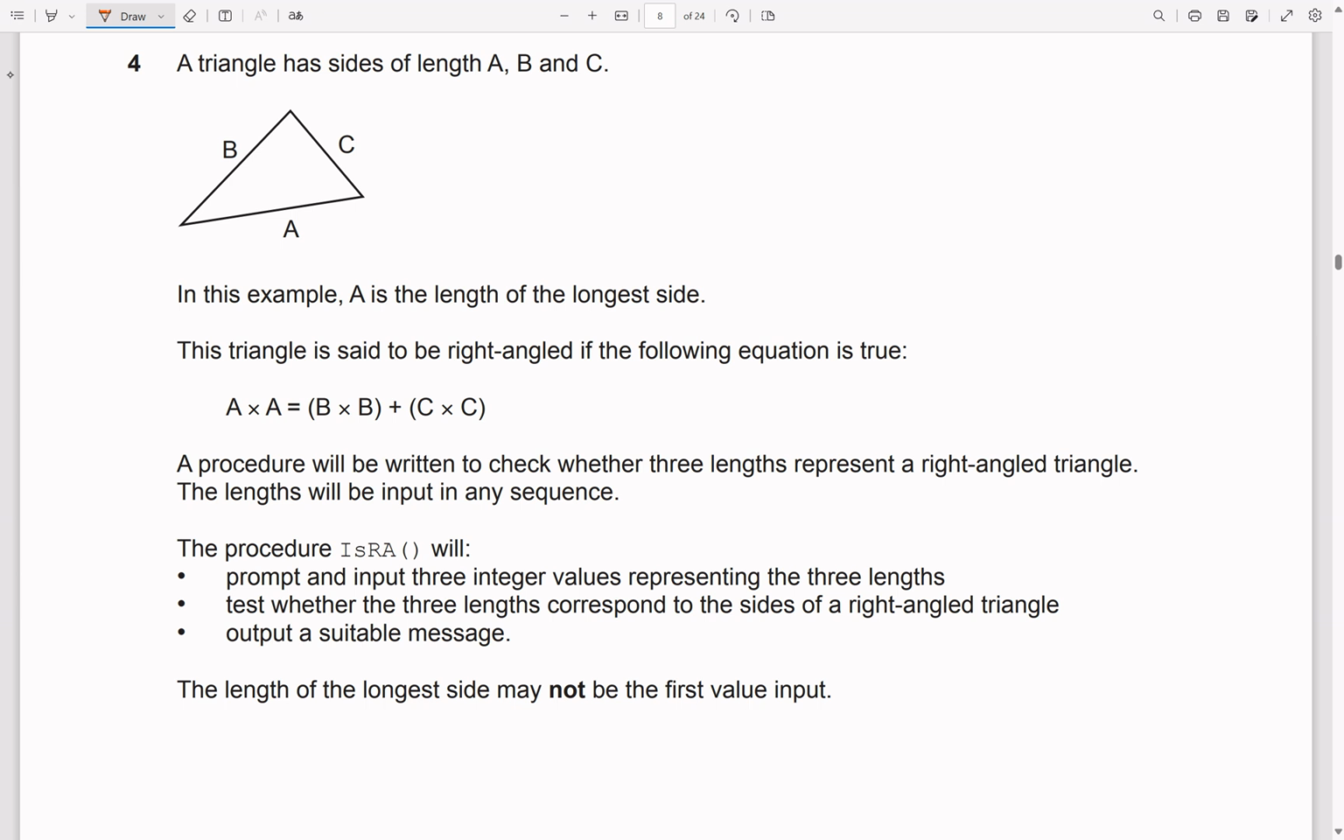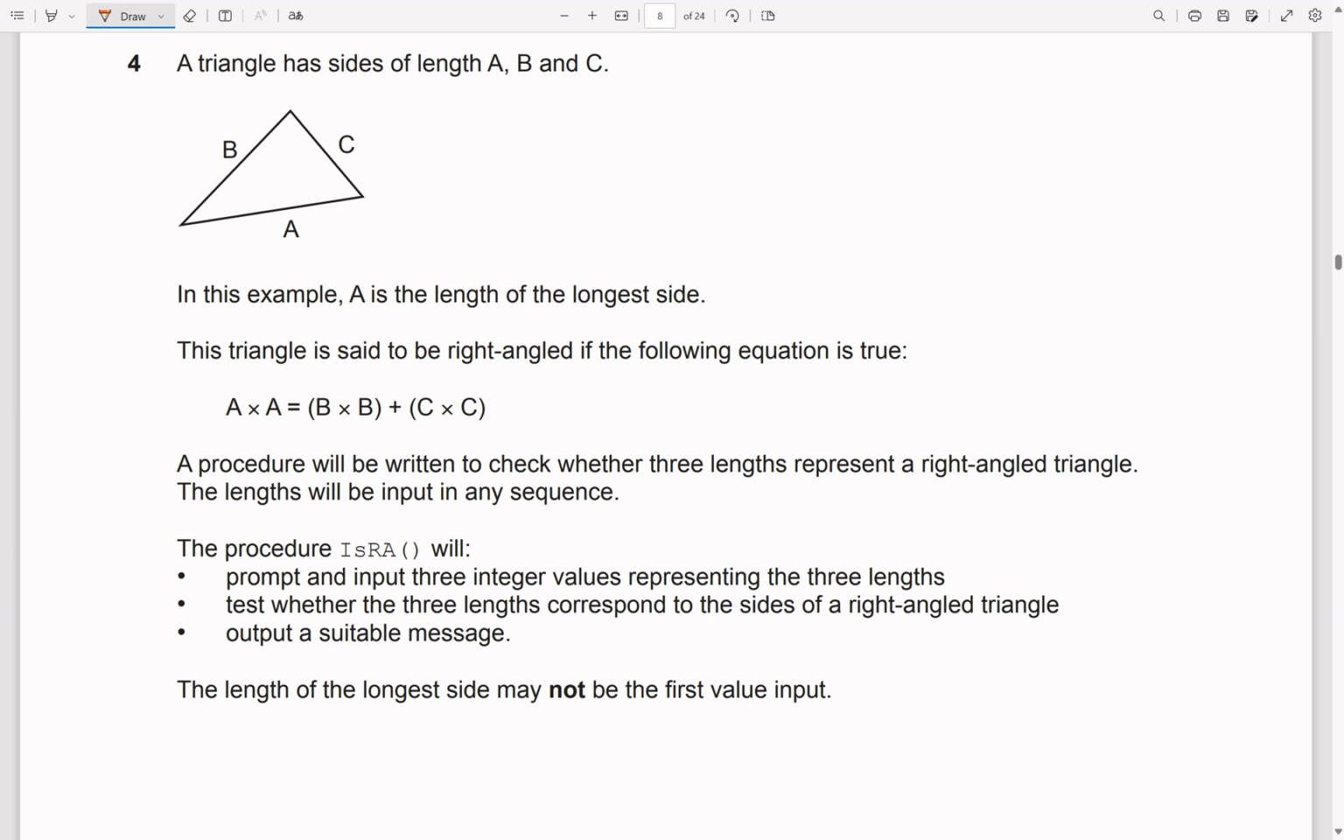A procedure will be written to check whether the three lengths represent a right angled triangle. The lengths will be input in any sequence. So maybe the first one will be the longest, but it could be the second one. The procedure, IsRA, is right angle, will prompt and input three integer values representing the three lengths, test whether the three lengths correspond to the sides of a right angled triangle, and output a suitable message.